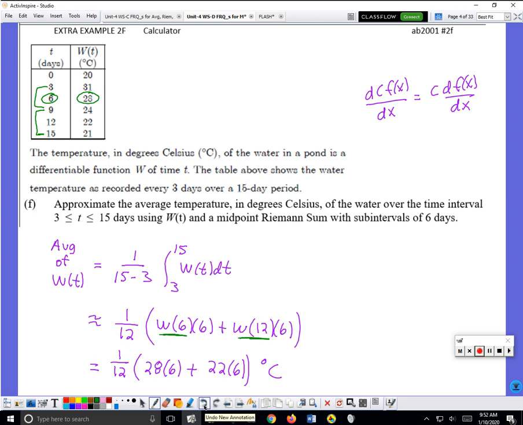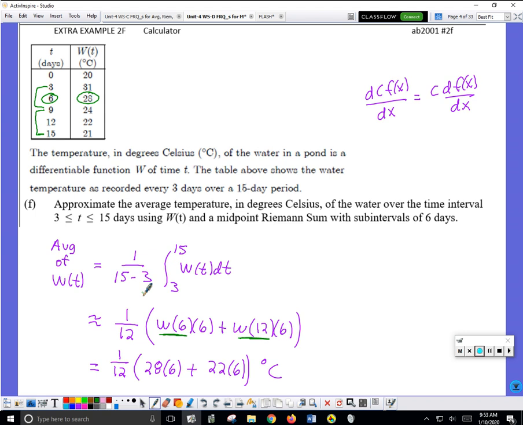Okay, look at the board, please. As I keep saying, if you're working a problem and you need an integral, you have to write down the integral. Otherwise, you do risk losing points.